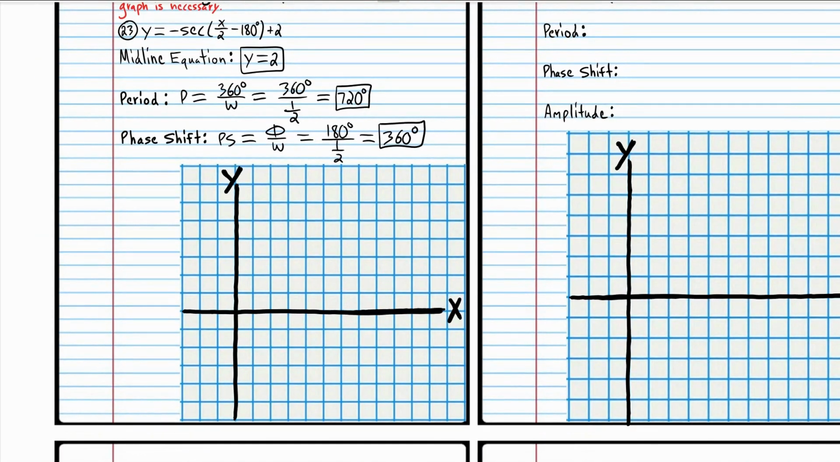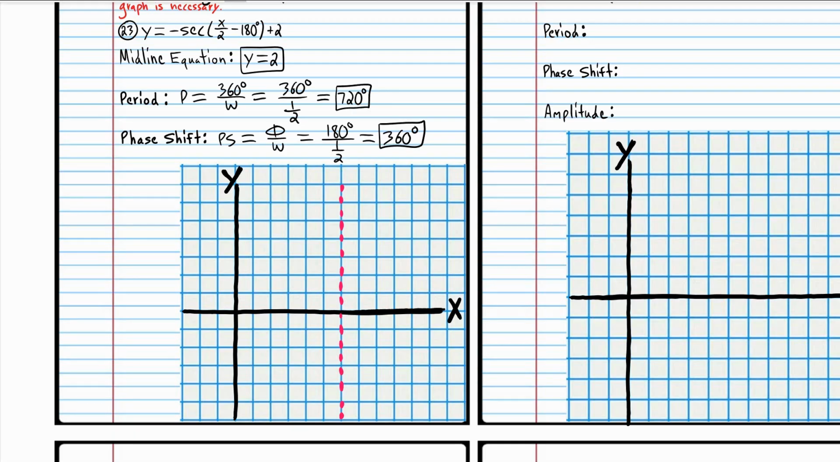well, first of all, let's think about the period. So 1, 2, 3, 4, that's where we start. I want to mark that. And then the period is 720, so that's going to be 8 boxes, because each box is 90 degrees. So 1, 2, 3, 4, 5, 6, 7, 8. So our pattern is going to go all the way to there. We usually divide these graphs into 4 parts. But because we have 8 squares, 2 squares is going to be one of those parts. So that means our first asymptote is going to be there.